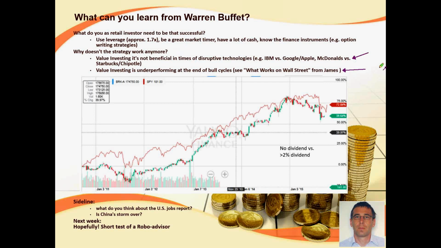Yeah, and this is typically not a good time for value investing. It's also not a good time, and that was the PwC study, for traditional careers. And it's not a good time for a couple of other things.